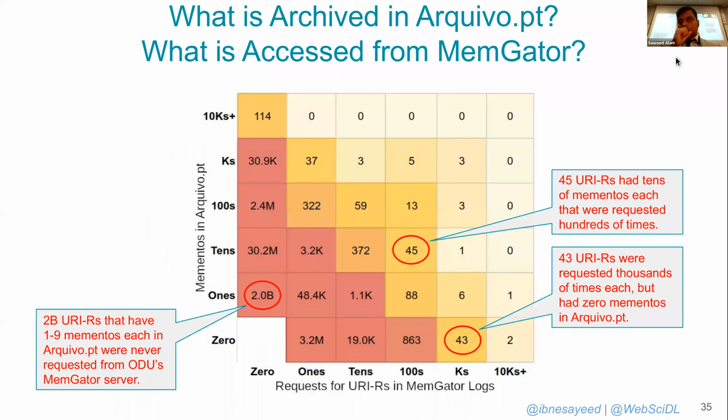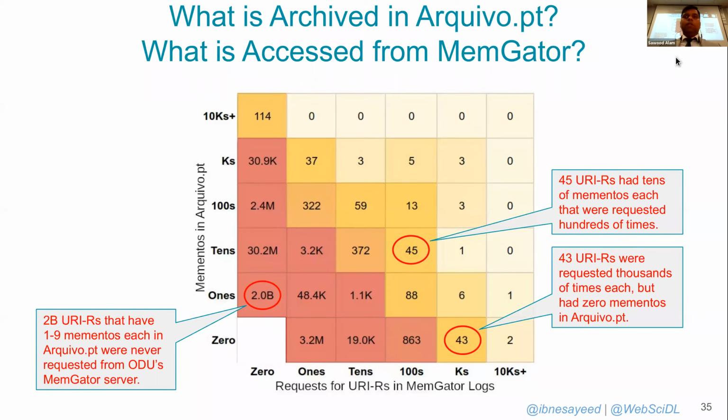to those places. So we took the complete CDX file from Arquivo.pt and our longitudinal access log from MemGator. And we tried to see a crossover between the two, to see what people are looking for and what is there in archives.